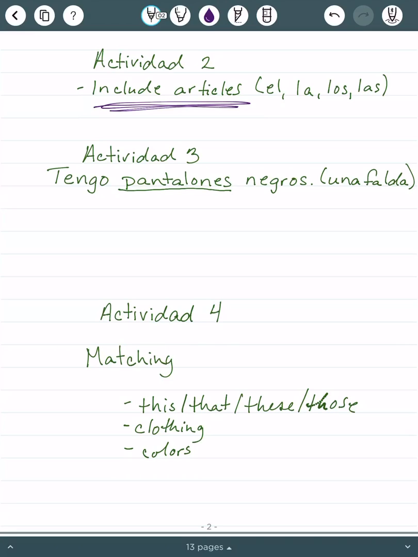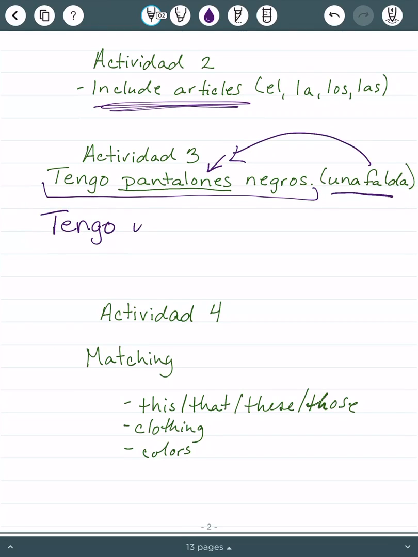Let's see. Okay, so for this one, they're going to give you a sentence, and that's right, but then we are going to replace the underlined noun with the noun that's in parentheses. So we're going to still write tango, but then instead of pantalones, we're going to write una falda. And then we're going to keep the color, but we're going to need to change it. So this says, I have black pants. We're going to change it to, I have a black skirt.